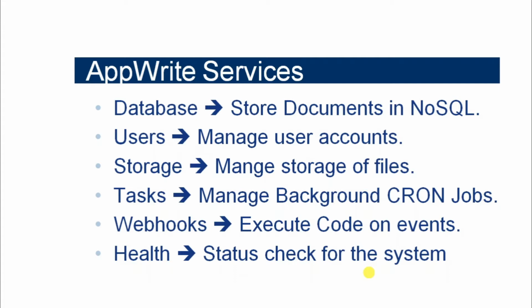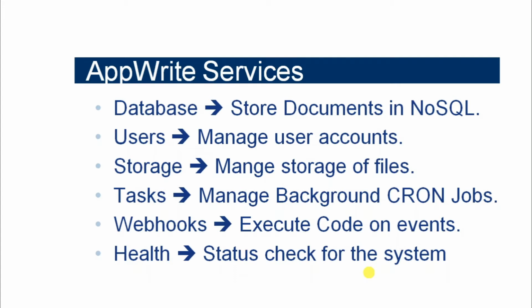The third service is obviously the storage service, which allows you to manage all sorts of files. The task service is basically just like cron jobs. It manages all background related jobs for you. So if you want to automate certain jobs, or certain pieces of code at a particular time, then the task service will help you.